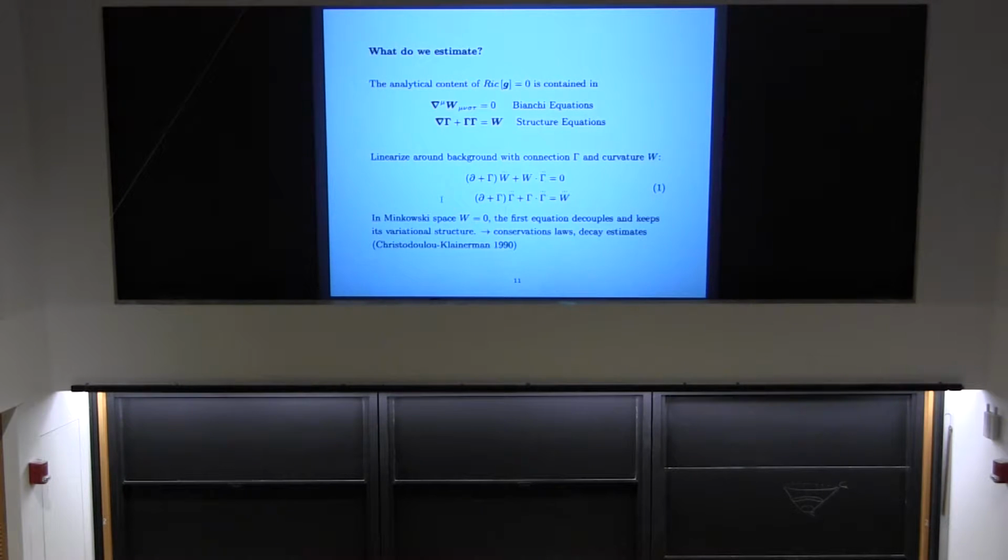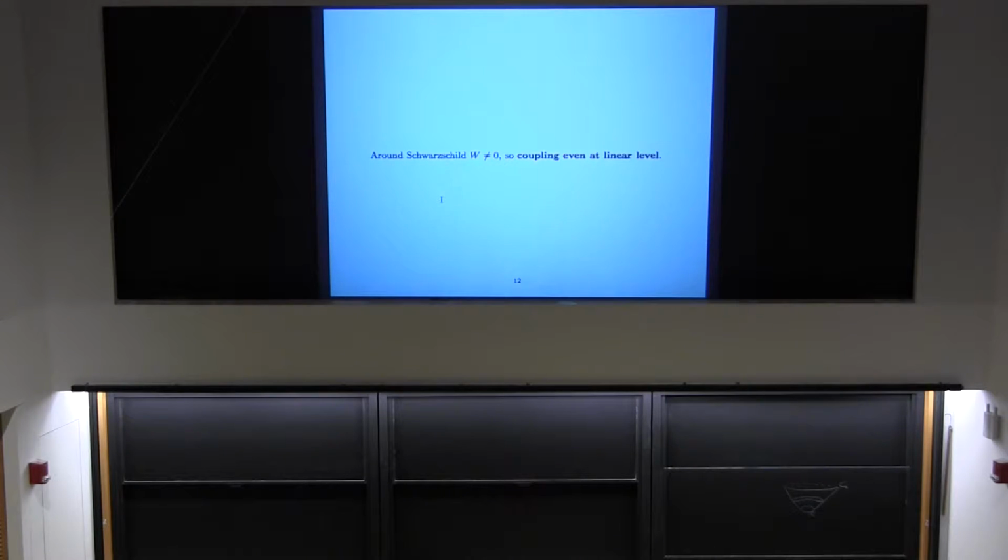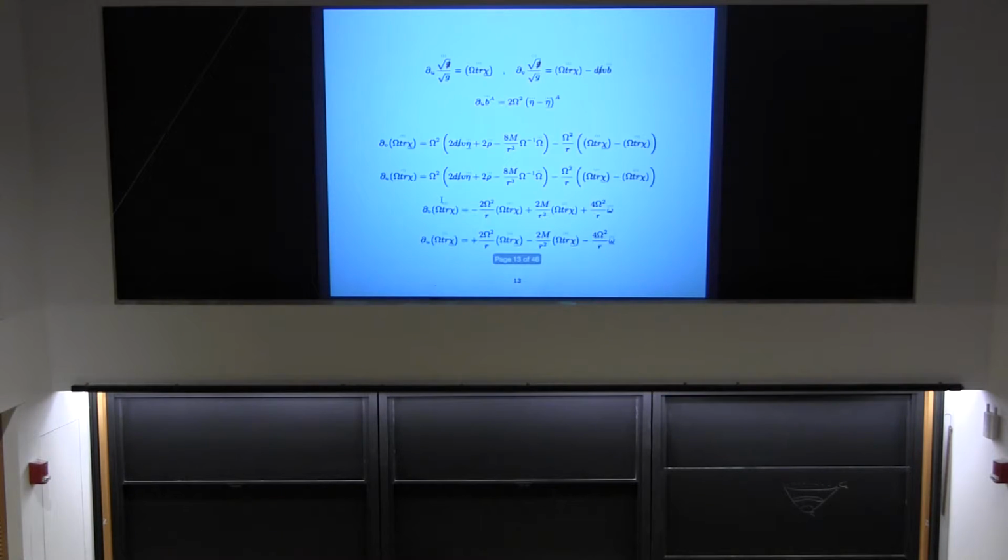Then there is the Bell-Robinson tensor that was also talked about yesterday. There are certain conservation laws for the linearized curvature, and in fact this was a precursor to the stability of Minkowski space, a paper by Christodoulou and Klainerman, which studied precisely these linearized spin 2 equations. But for us, the equations couple. Around Schwarzschild, of course, the background curvature is non-zero, so we have coupling of these two equations even at the linear level. And this destroys all these nice variational structure and the conservation laws.